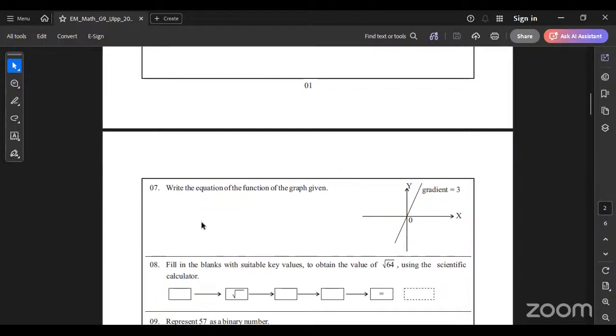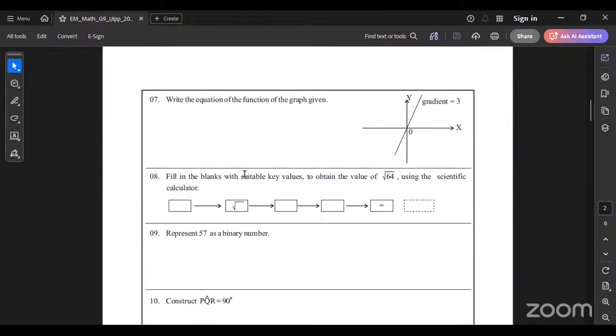Question number 8. Fill in the blanks with suitable key values to obtain the value of square root 64. You have to switch on the calculator first, press ON AC, apply the square root, and insert 6 and 4. What is the value? It's the answer, right? The square root of 64 is 8.